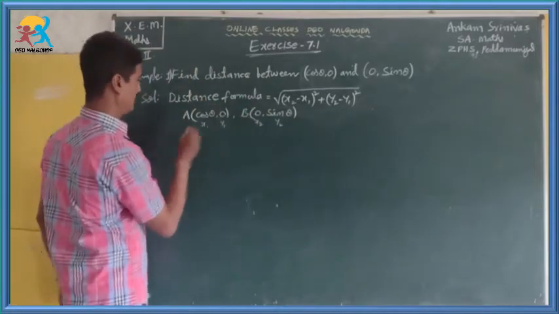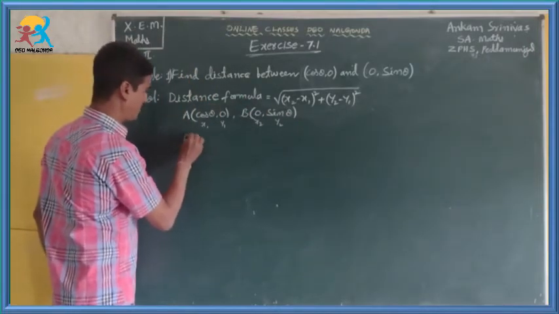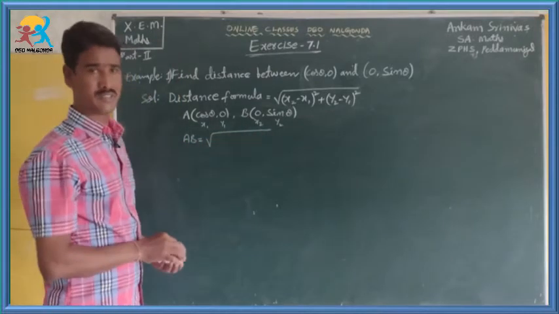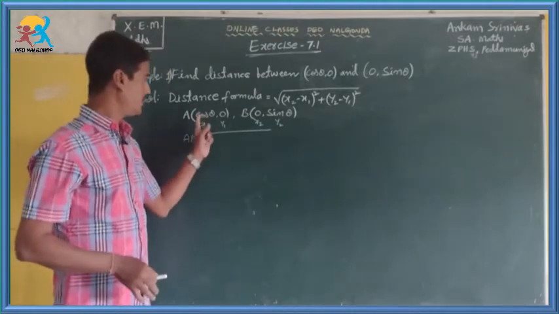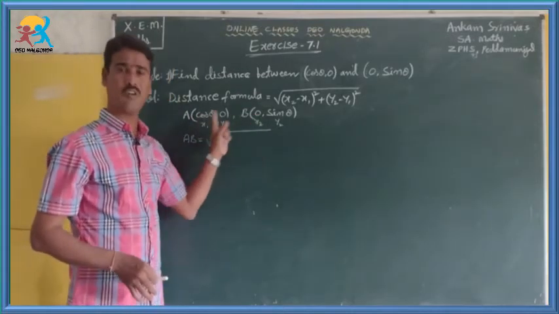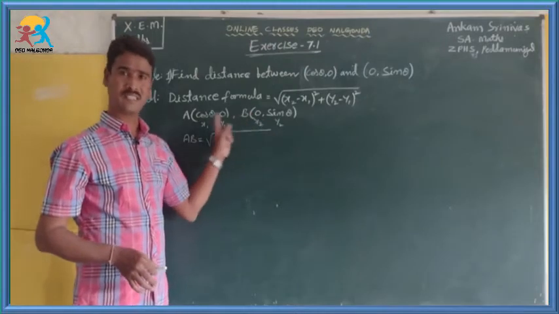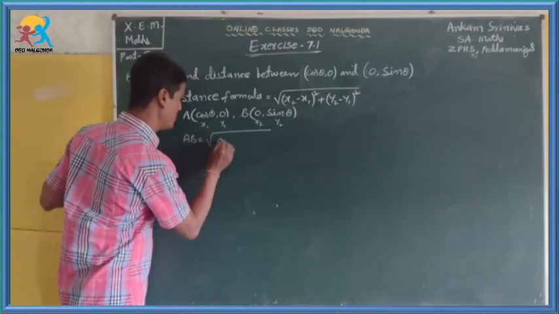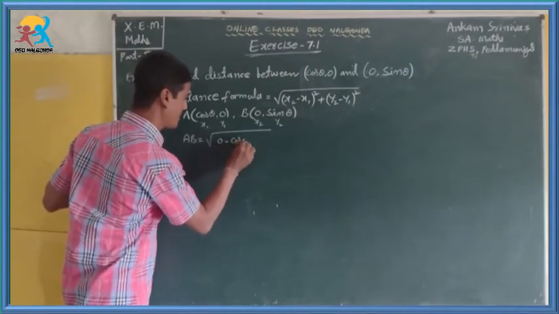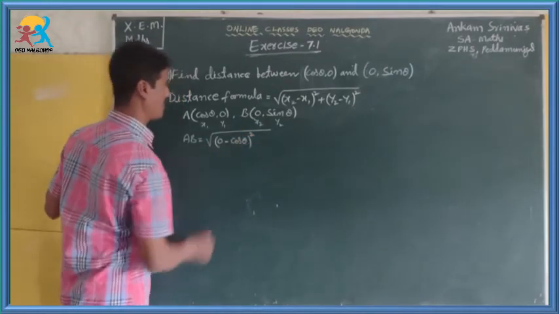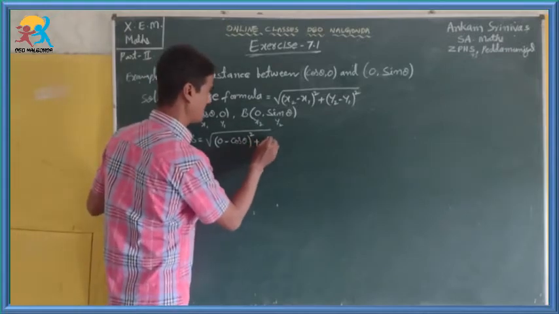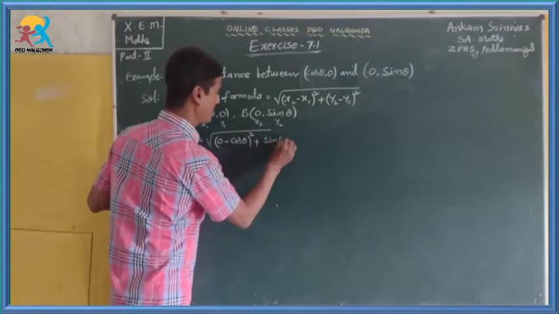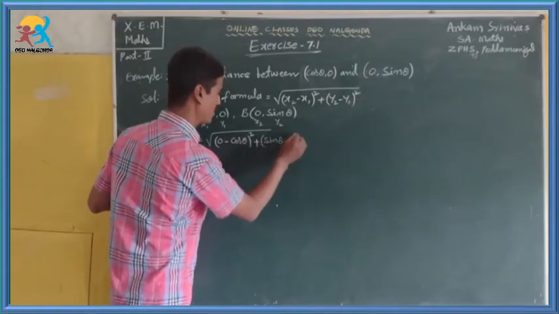Now apply the formula. AB equals square root of x2 minus x1. That means the difference of first coordinates: 0 minus cos theta whole square, plus y2 minus y1, sin theta minus 0 whole square.